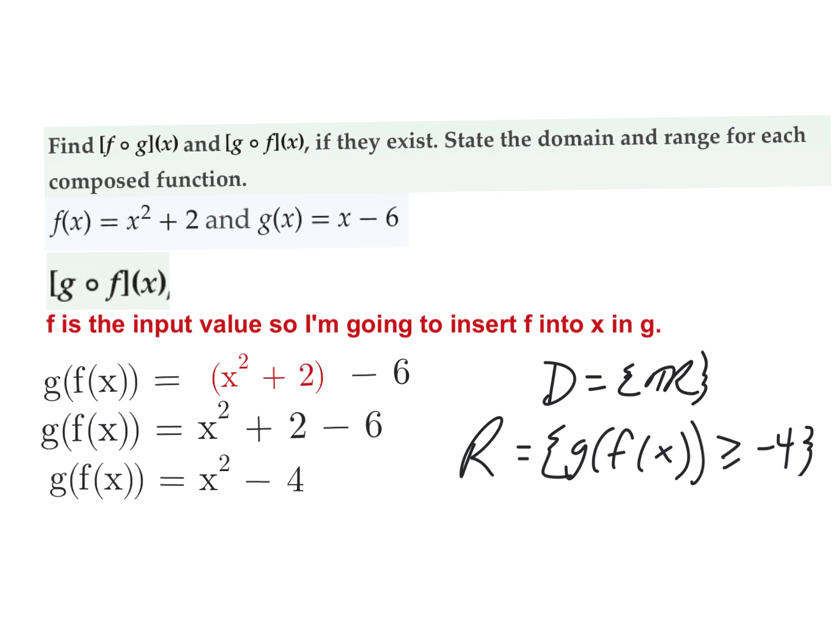Again, the main purpose of this lesson is not for you to work on domain and range. Don't get hung up about that. Do the best you can with it. But the main purpose of this lesson is to make sure you can do g of f of x and f of g of x. Okay? Don't spend a lot of stress on this.